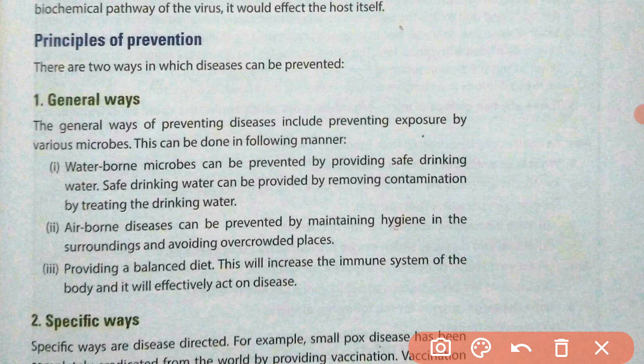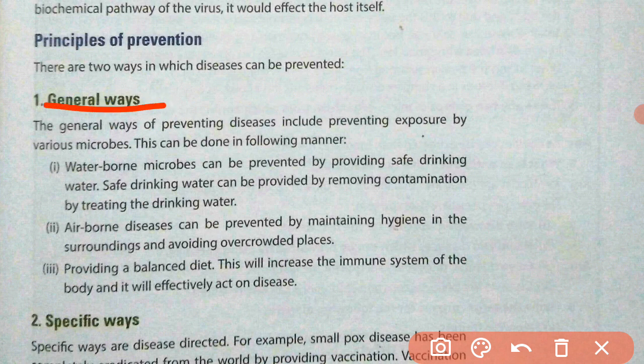So what are these methods? There are two ways. First one is general ways and second one is specific. In the general way, we use the basic guidelines to protect ourselves from the occurrence of any disease. And in a specific way, we specifically use the methods to save ourselves from any particular disease. We focus on a disease, then according to that disease we save ourselves from that particular disease.